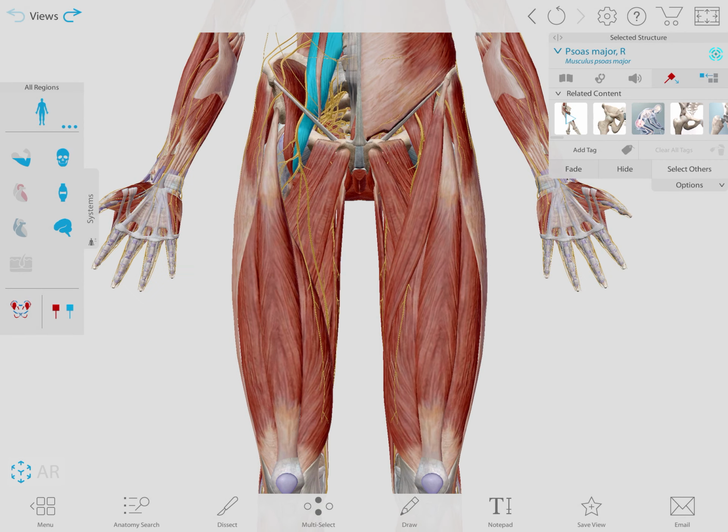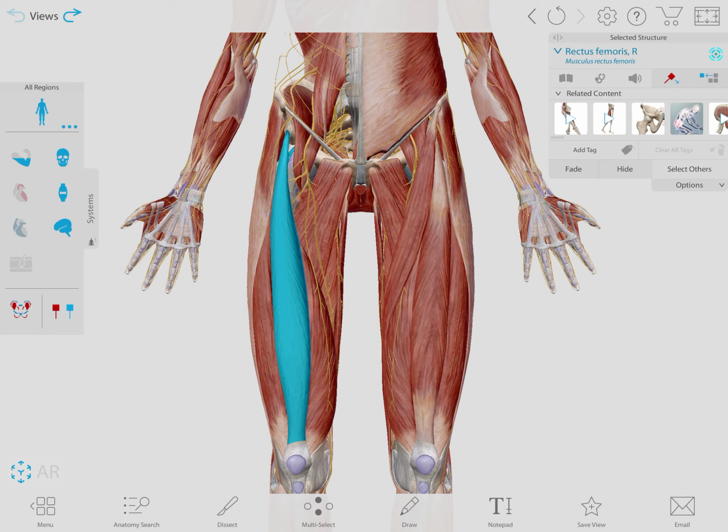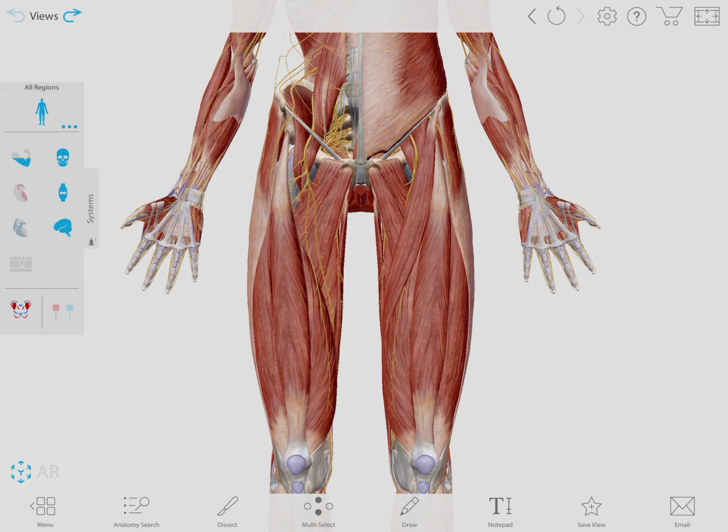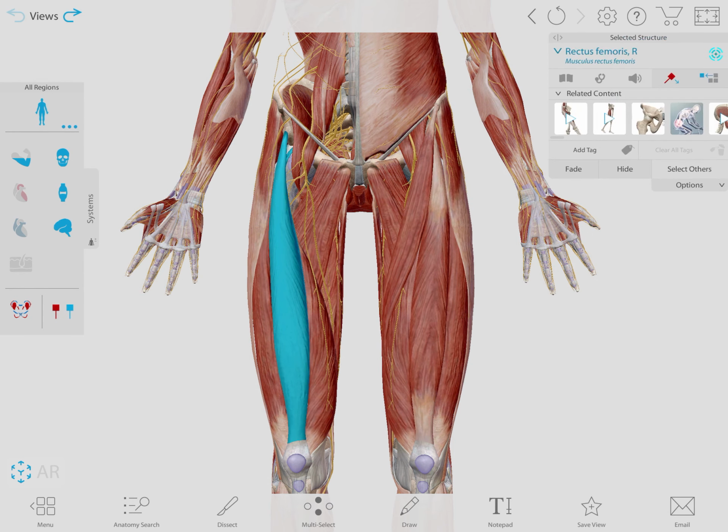Helping with hip flexion, rectus femoris. So it's one of our quadriceps muscles, and when we think of quadriceps, we think about knee extension, but rectus femoris, because it comes off of the AIIS on the front of the pelvis, rectus femoris can also help with hip flexion.